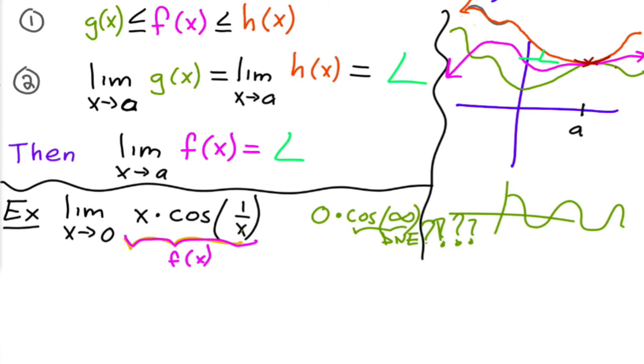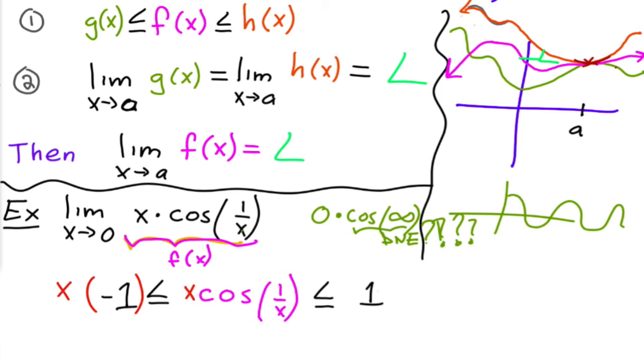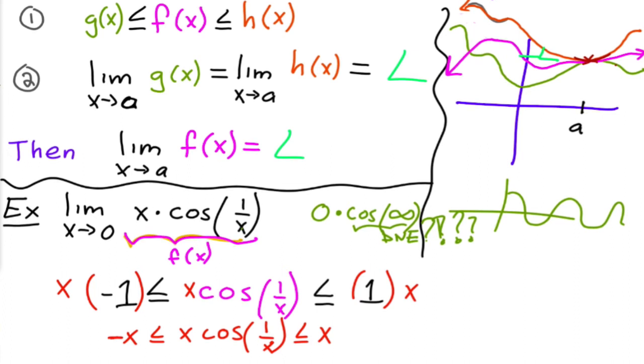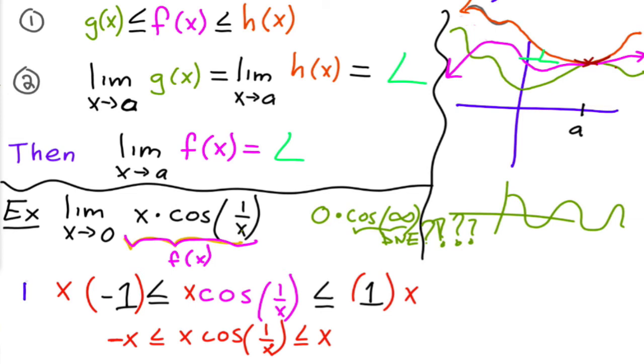Now I'm looking for the two functions that it's surrounded by. And a good starting point is to say, hey, I know that cosine of 1 over x, no matter what, is going to have to be between 1 and negative 1, right? Okay, so then what you can do is multiply everything by x, and then what you get is that negative x is less than or equal to x times cosine of 1 over x is less than or equal to x. Okay, so then you know that x cosine of 1 over x is always between positive x and negative x. So that was the first step. That's the first thing to show.